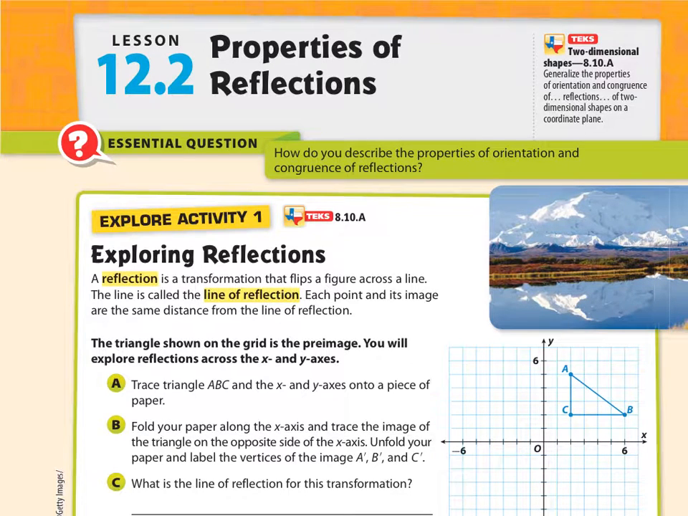Okay, so this is our second part of our transformations unit. We've already talked about translations. That was the first transformation we talked about. Translations were when we took a figure and we slid it in a straight line to different places on the graph. Okay. Today we're going to focus on reflections, which is probably our second easiest form of transformation behind translations.